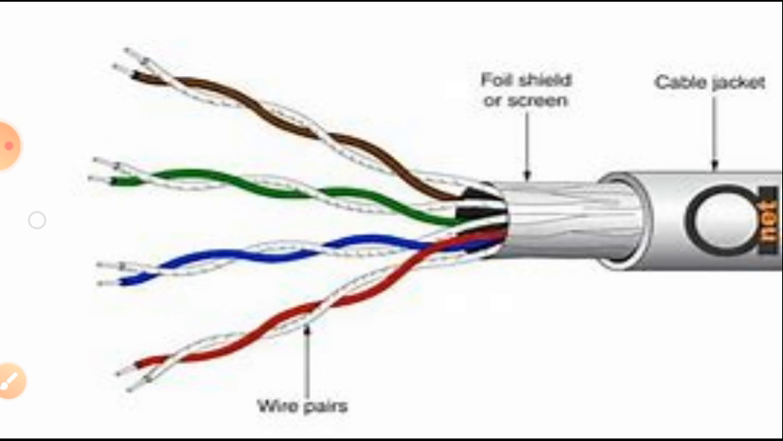This is the diagram of twisted pair cable. We can see that these are the pins and there is a foil or screen which is shielded by the metal, and this is the outer plastic cover.